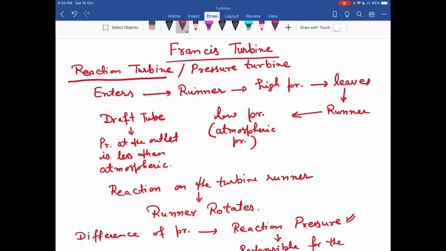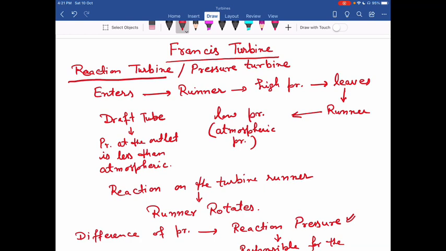Now, as in this turbine water passes through the vanes, the pressure energy is continuously converted into the velocity energy or the kinetic energy. And that kinetic energy is transferred to the runner. So due to that, the runner starts rotating, or you can say that the runner rotates.